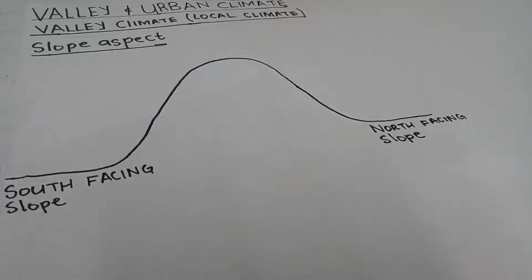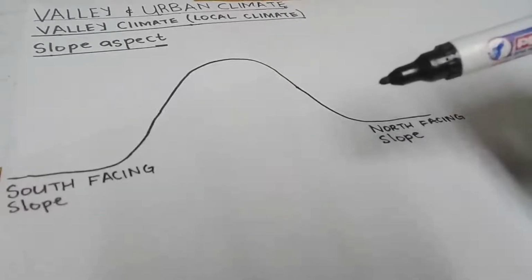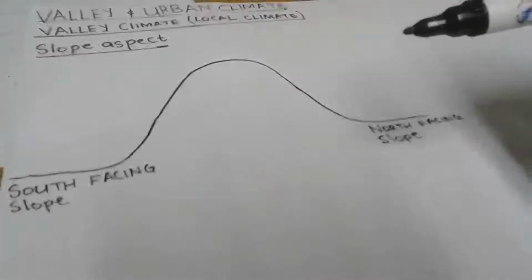First of all, I think we have to give a definition before I explain slope aspect. So I have to give the definition of a slope aspect. Okay, a slope aspect is the direction which the slope faces in relation to the sun rays.